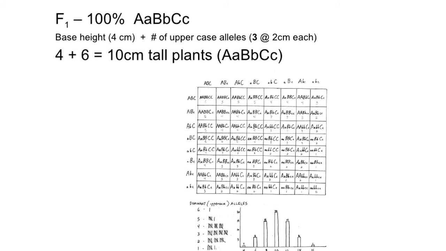Here, each of the uppercase alleles is worth 2 centimeters each. So, in this case, this is what our offspring were. So we have 4 centimeters. And how many uppercase alleles do we have? We have 1, 2, 3. And each is worth how much? 2 centimeters, so 6. And that gives us the plant being 10 centimeters tall.